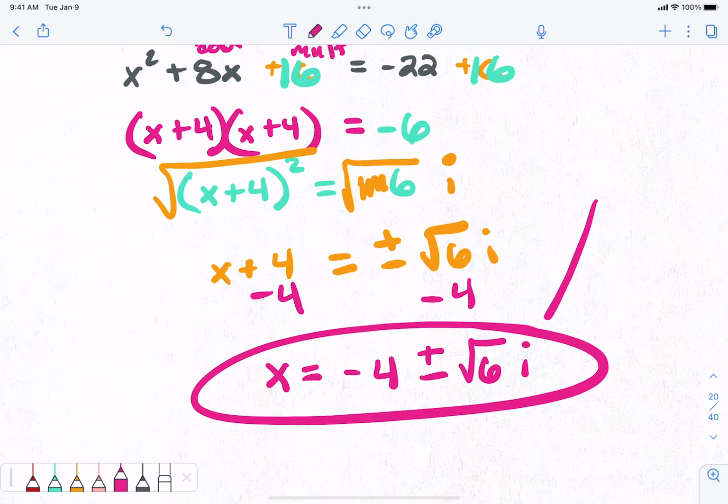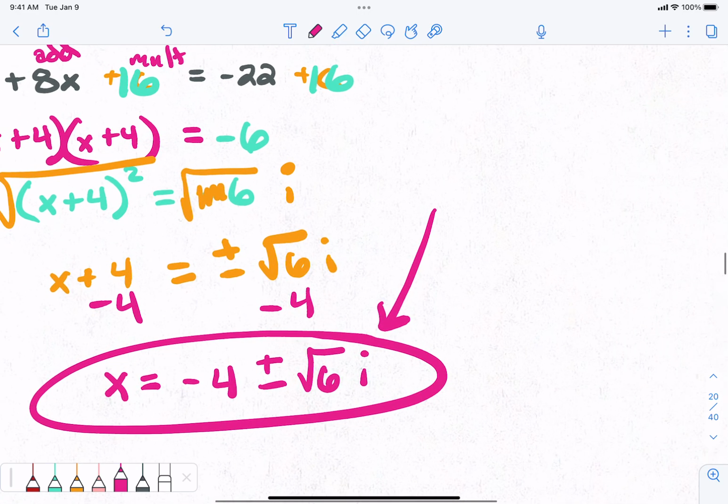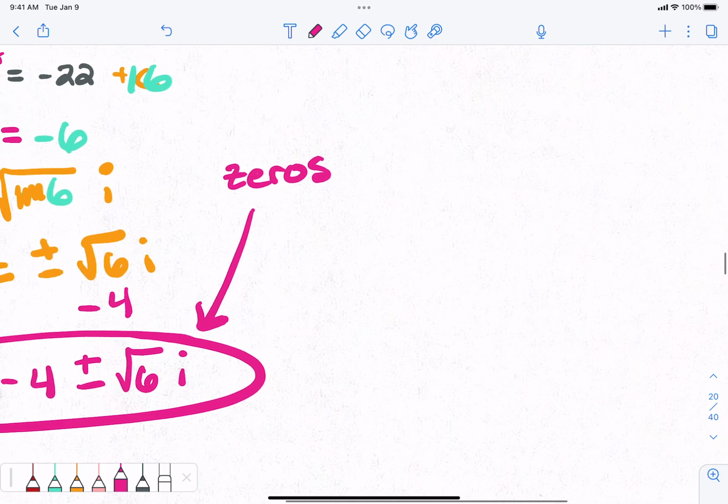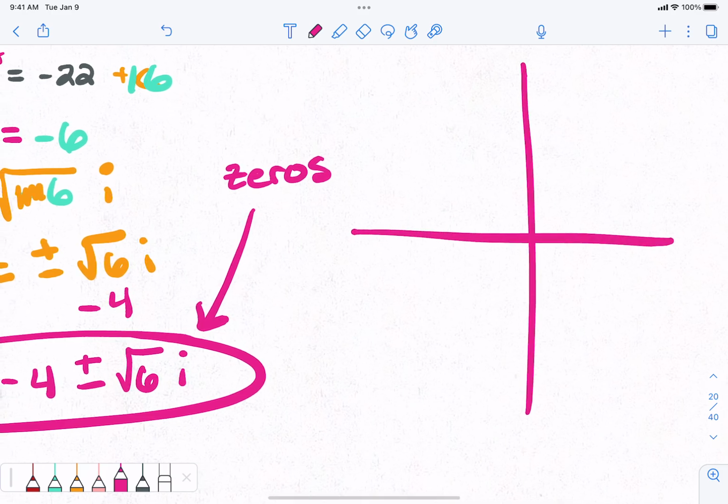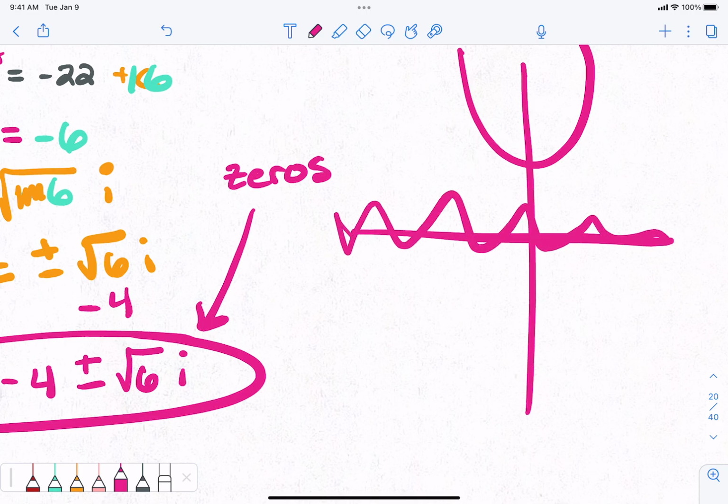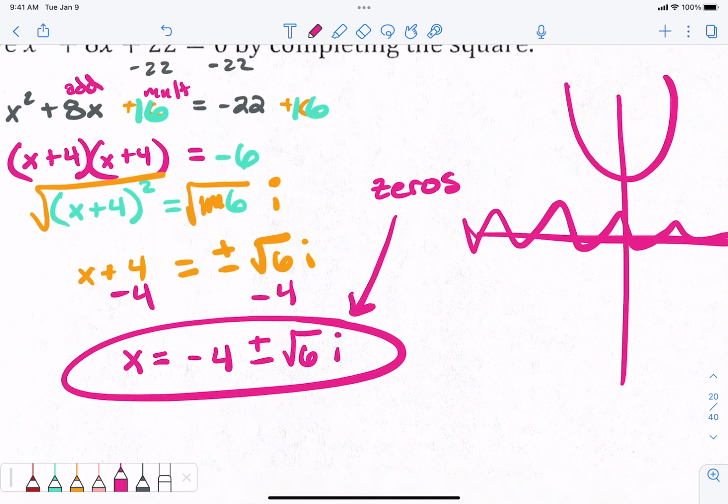Now, what do those numbers represent? Those are the zeros still, right? But the zeros are imaginary. So what does that mean? Yes, so I have a graph that's probably looking something like that, where it doesn't touch the x-axis at all because they're imaginary. It doesn't have any real zeros.